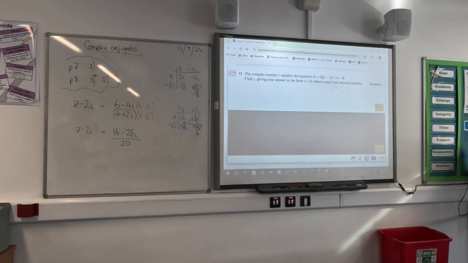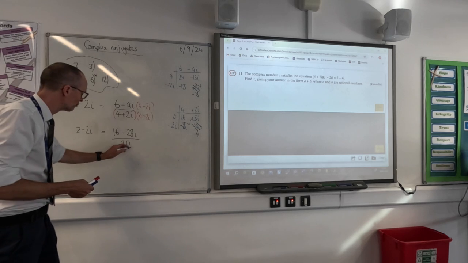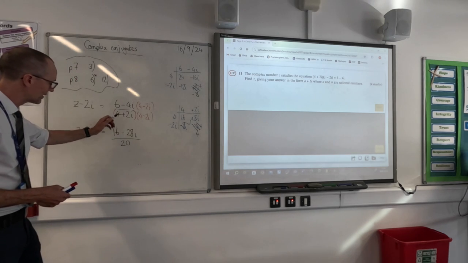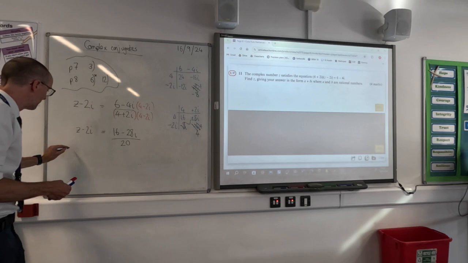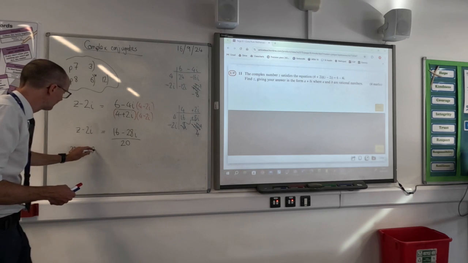I sort of hope that at this point you multiply by 20 because, you know, I've taught you that we hate fractions. It's probably not the easiest way of doing it in this case. It's probably easier to write that as 4/5 minus whatever, but I'm still going to stick with multiplying by 20 because I hate fractions. So multiply by 20.